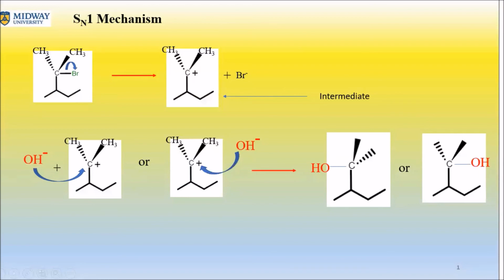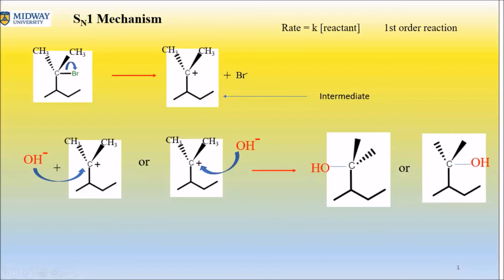SN1 is a two-step process. And SN1 involves the formation of an intermediate. SN2 does not involve the formation of an intermediate. So SN2 has inversion of configuration, SN1 has inversion and retention of configuration.